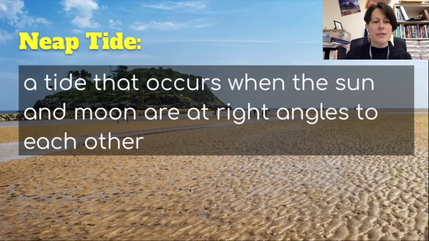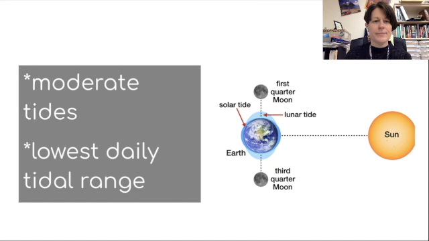The other type of tide is a neap tide, and this is a tide that occurs when the sun and moon are at right angles to each other. So these produce moderate tides in the lowest daily tidal ranges. And so what you can see here, and go ahead and circle first quarter moon and third quarter moon. This will show me that you're listening to the video.